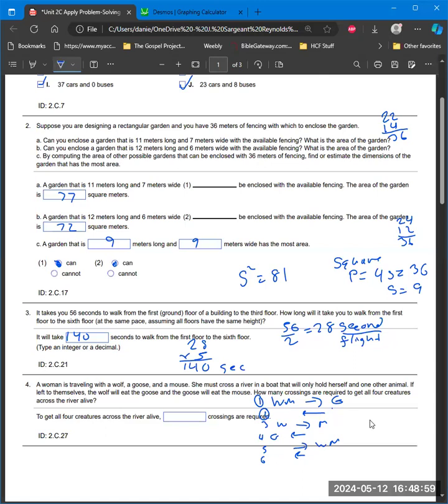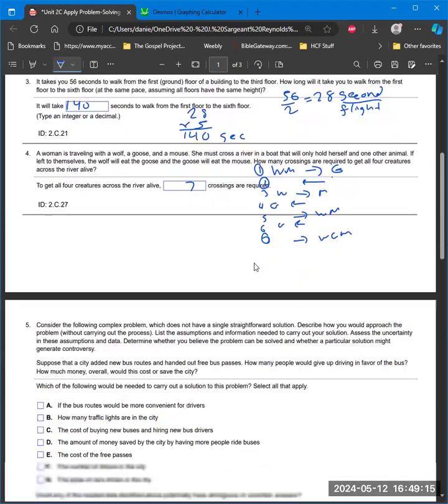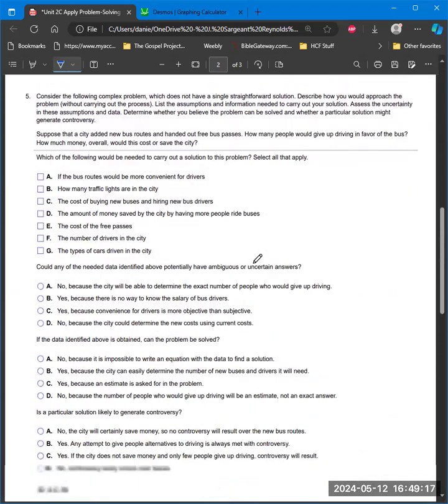And then take the goose over there with the woman, and you have wolf, goose, and mouse over here, and it takes 7 trips. It's kind of a classic logic puzzle that's done with different animals and things like that.